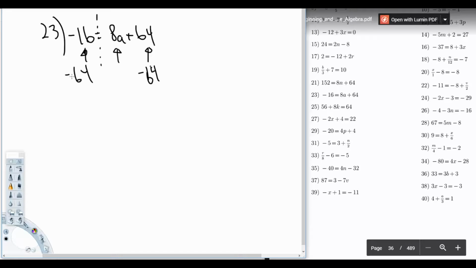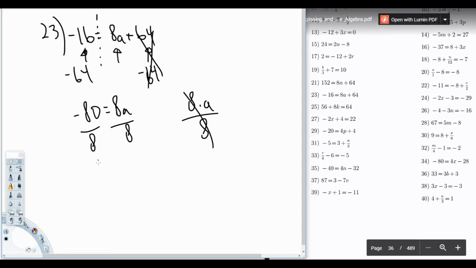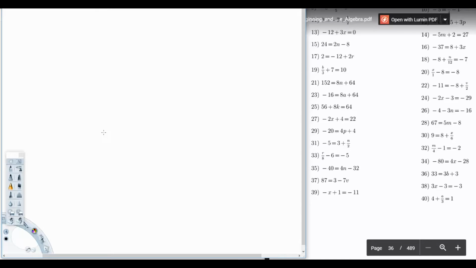So minus 16 minus 64 equals minus 80. Equals 8a. So 8a, if we want to get rid of 8 times a, we divide it by 8, and that will cross it out. So I'm going to divide that side by 8, divide that side by 8. So minus 80 divided by 8 equals minus 10, equals 8a divided by 8 equals a. And that is the right answer.